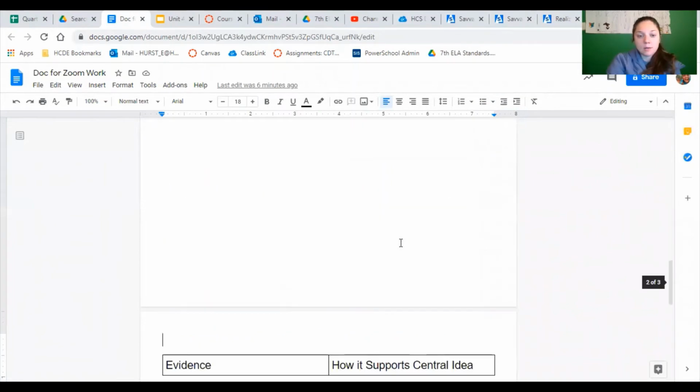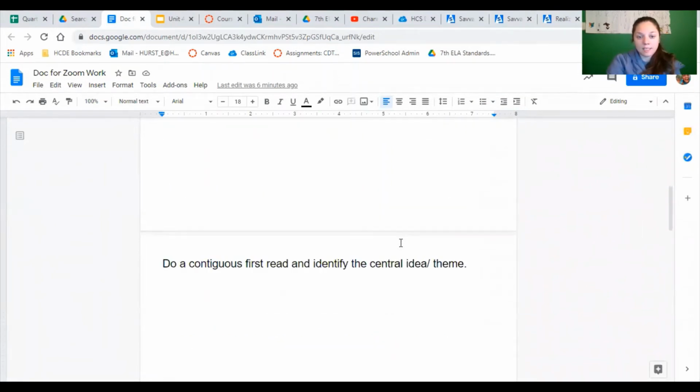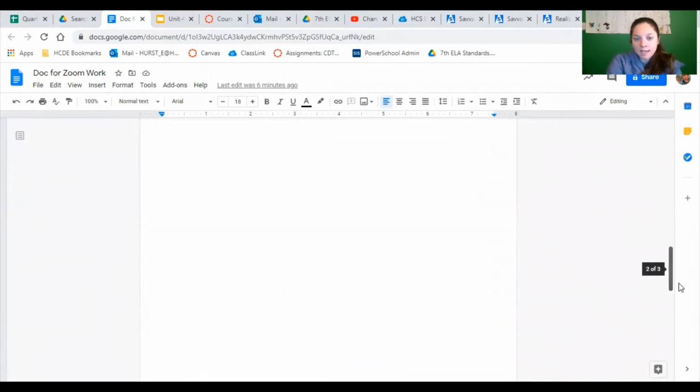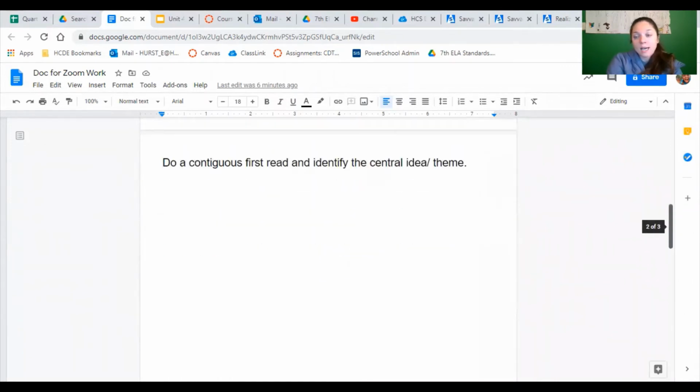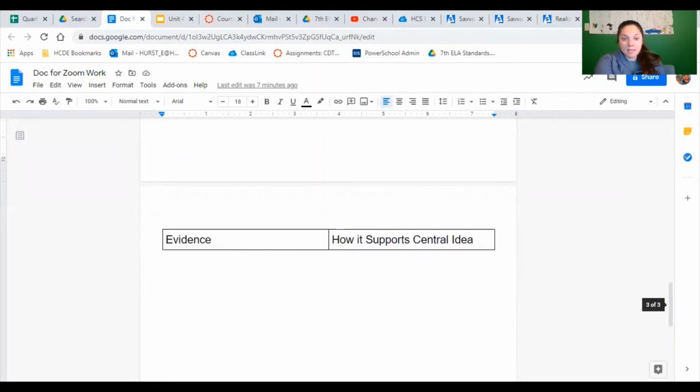Okay, so you're doing a contiguous first read and identifying the central idea. This text is interesting because the central idea is really similar to a theme, because even though it's nonfiction, it is a narrative nonfiction. It's a story. It's not an article. It's just a true story, which makes it nonfiction. So the central idea relates to that. It's a theme just as much as it is a central idea.